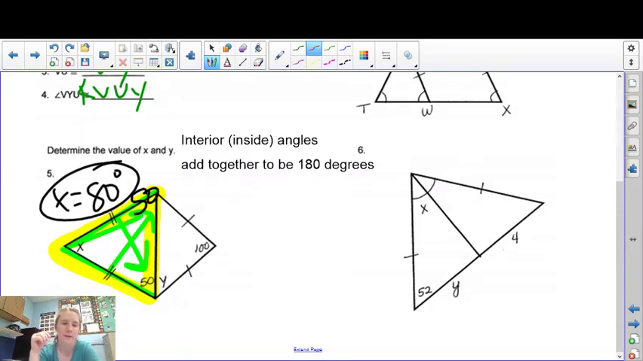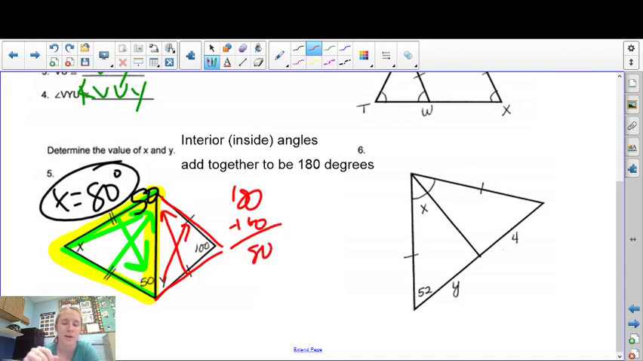All right, let's do the second one. Again, I see this side is congruent to this side, so that means that this angle and this angle must be equal. I see I already have 100 degrees, so 180 minus 100 is 80, so I have 80 degrees to work with between two equal angles. So I'm going to divide him in half, so y is equal to 40 degrees.